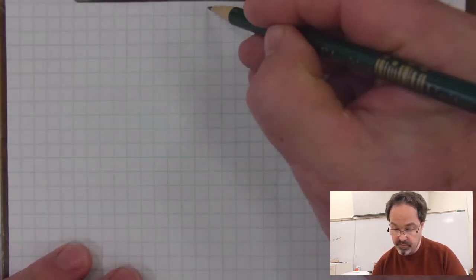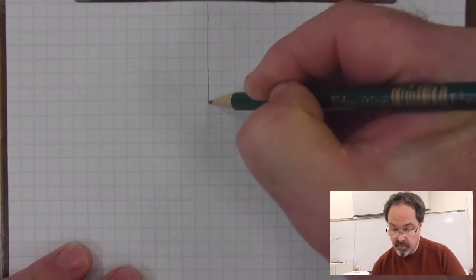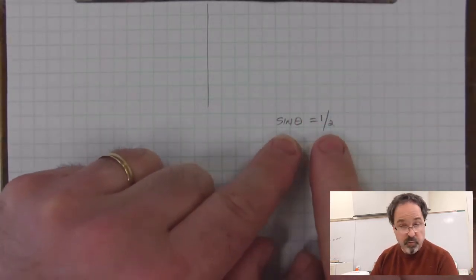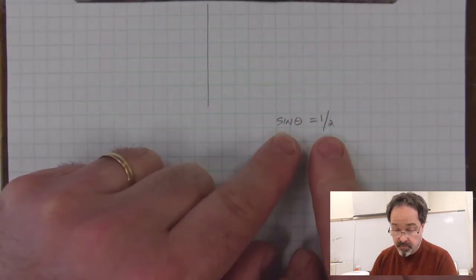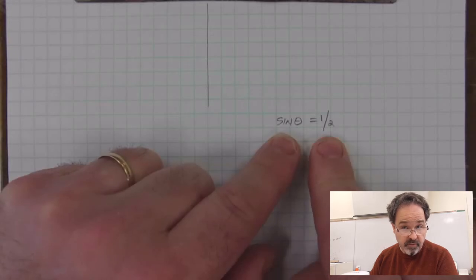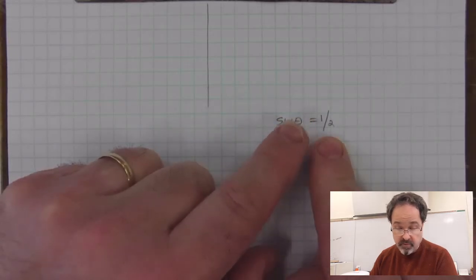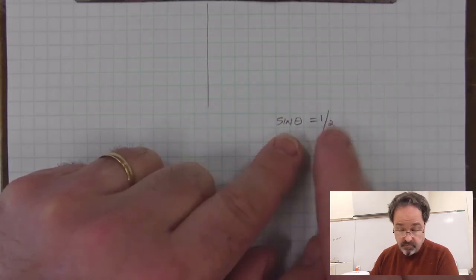We're going to approach it by graphing the two sides of this equation. And we're going to find solutions at intersections of the graph of sine theta and the graph of 1/2.